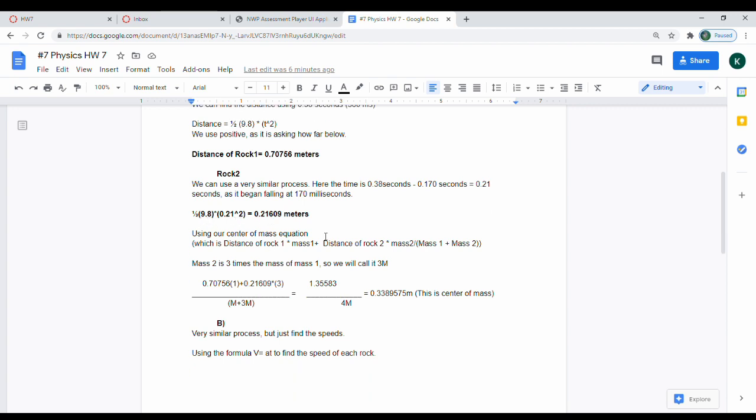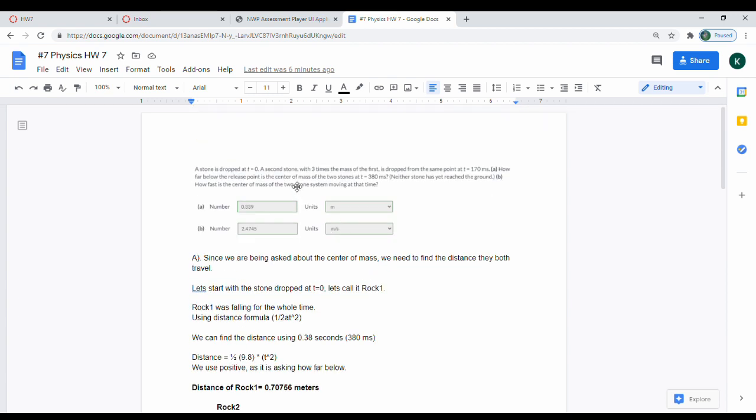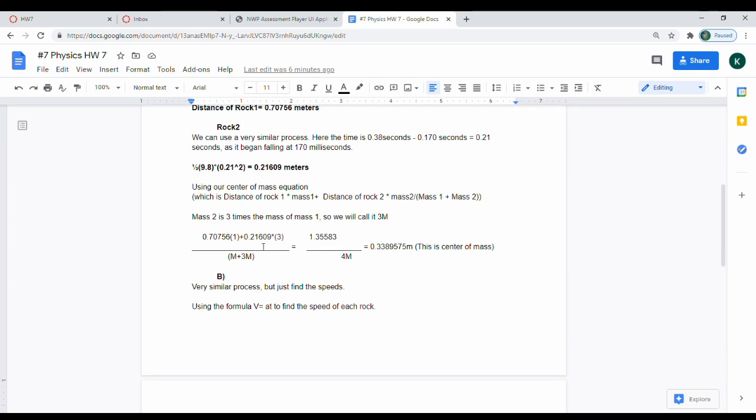And then using the center of mass equation, we take the distance the first rock went times its mass, which is just mass, we'll call it. And then we take the distance the second rock went times its mass. In my case, the second rock is 3 times the mass of the first, so it's 3 mass. And then divided by the total mass, which is mass plus 3 mass, or 4 mass. So you multiply it and add, divide it by whatever amount of masses you got, and then your answer should be where the center of mass is.